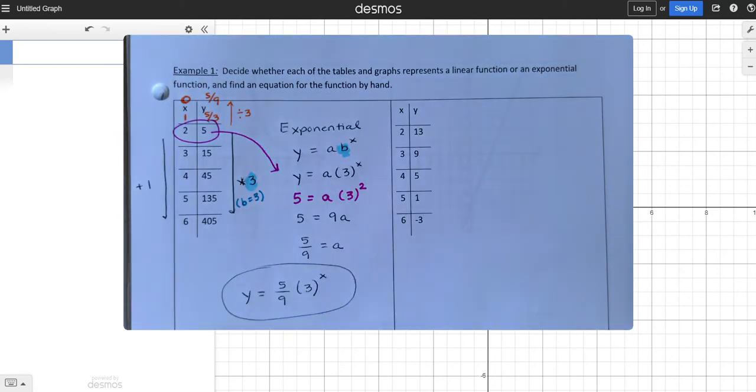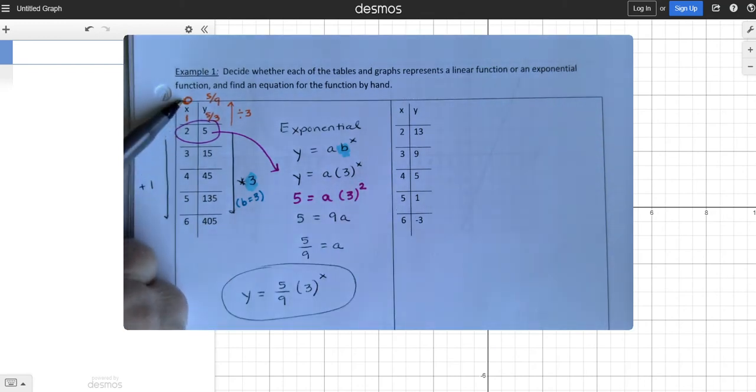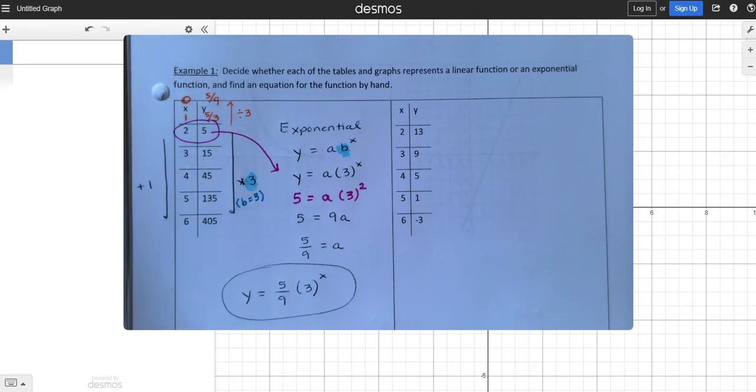You can do either one, whatever makes you comfortable. I'm just going to say that I would like to see the work either way. So I'd like to either see the little equation, or I'd like to see you making those predictions, working your way back to the y-intercept to get the A value.